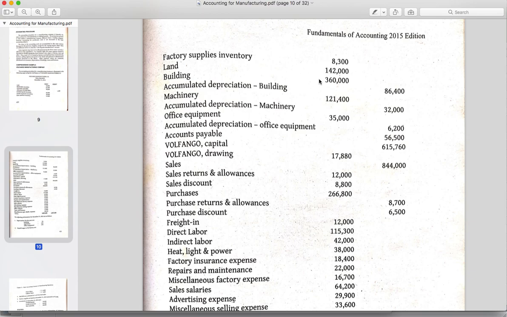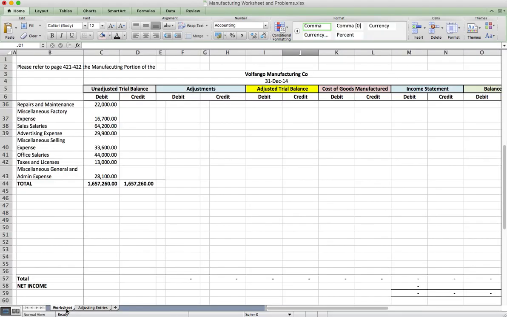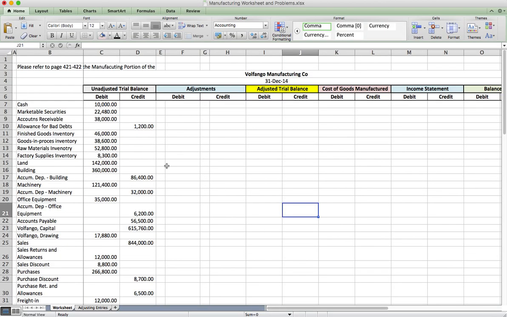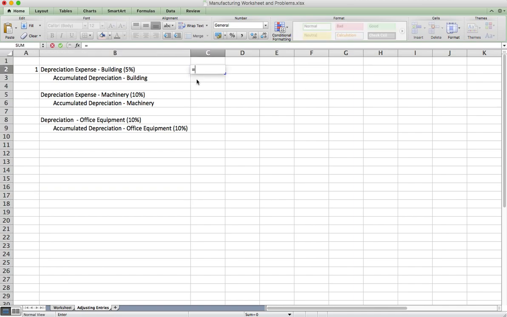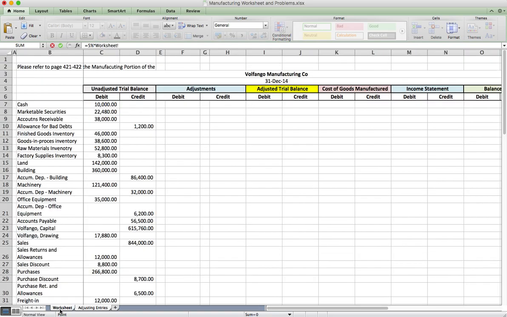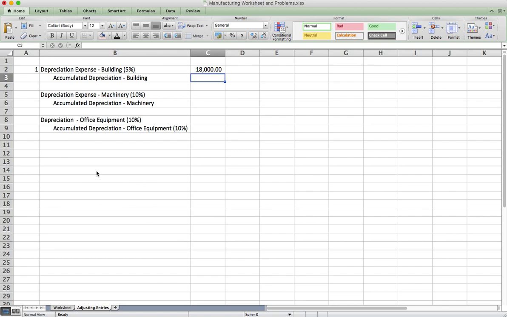Building is, punta na nga lang ako sa worksheet ko. Building. Okay, so I have 360,000 pesos for building, machinery 121,400, office equipment 35,000. Gagawin ko, i-refer ko na lang doon. So 5% times, punta ako sa building ko, 360,000 para hindi ako magkamali ng amount. So the depreciation expense for the building is 18,000.